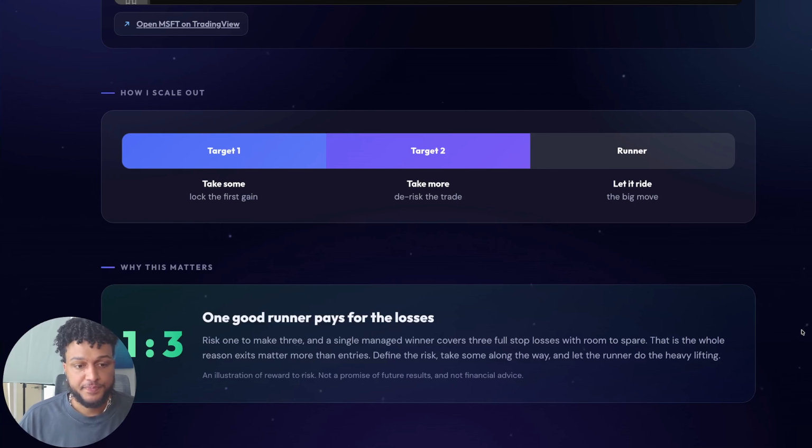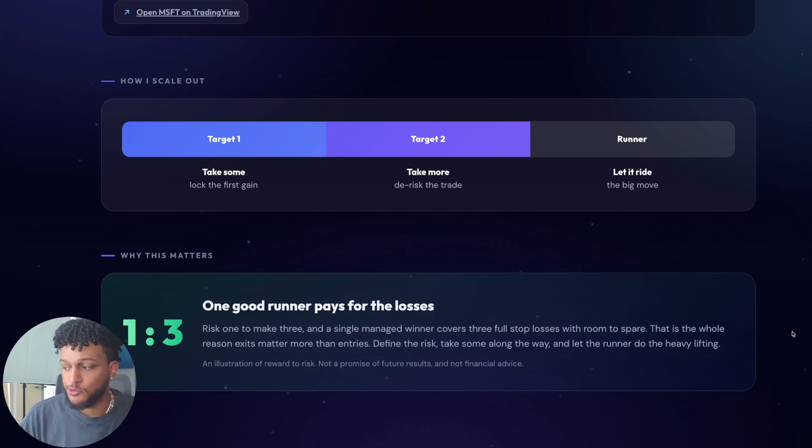So why this matters, why having good risk reward matters, why taking profits matters. One good winner can pay for all the losses. Risk 1 to 3, and a single managed winner covers the 3 full stop losses with room to spare. That's the whole reason exits matter more than entries. Define the risk, take some along the way, and let the runners do the heavy lifting.